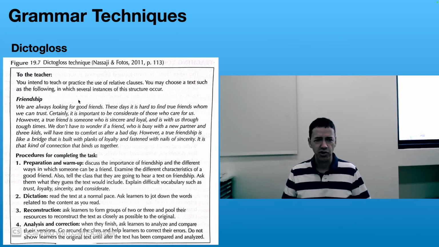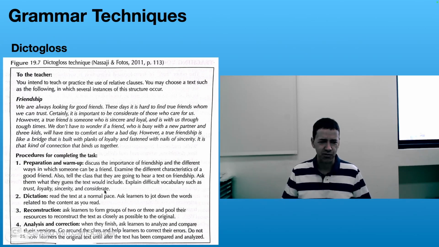So here's the instructions. You intend to teach or practice the use of relative clauses. You may choose a text such as the following in which several instances occur. So you can see this text is full of relative clauses. And then the procedures are down here. So first, you discuss the importance of friendship and different ways in which someone can be a friend. See, always activate their background knowledge first instead of just jumping in. And then you examine the different characteristics of a good friend. Also tell the class they're going to hear a text on friendship. Ask them what they guess the text would include.